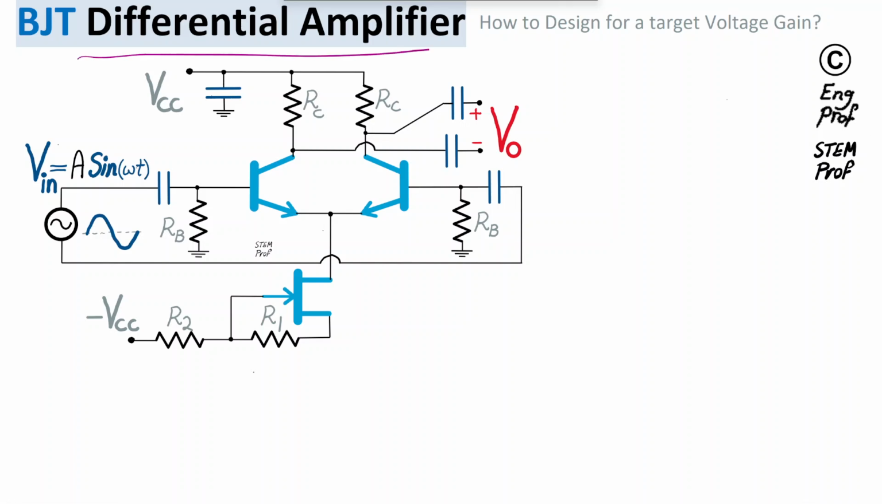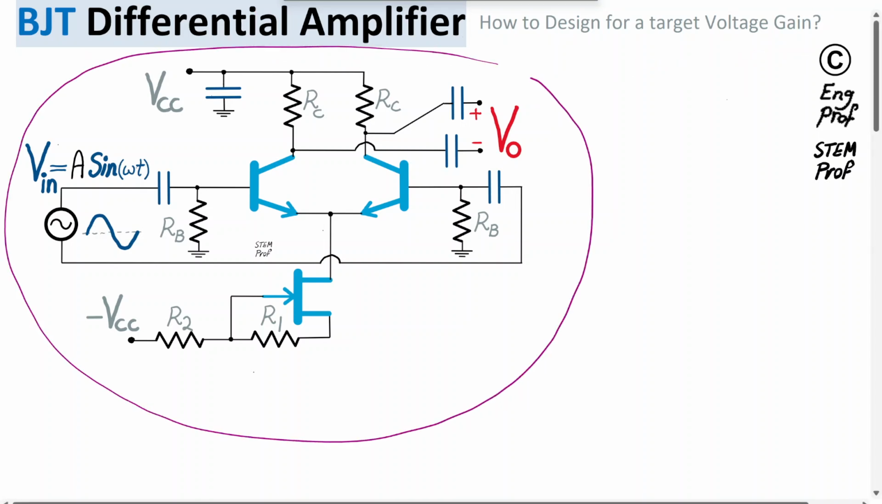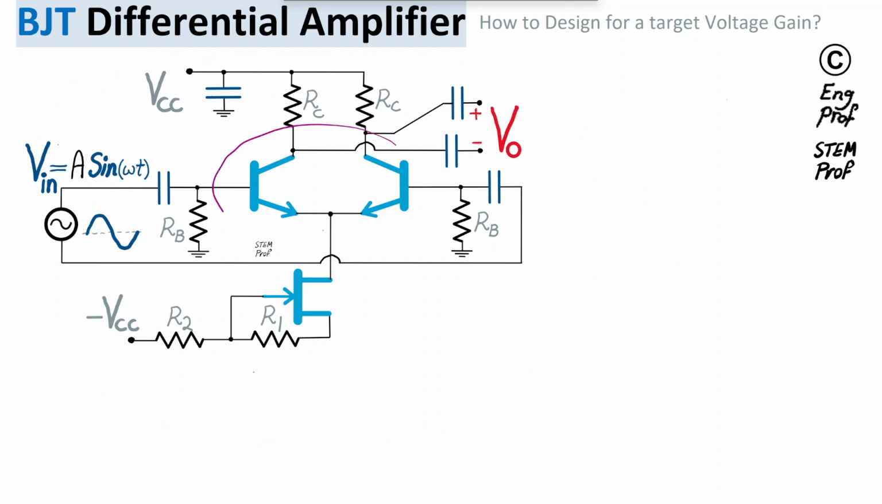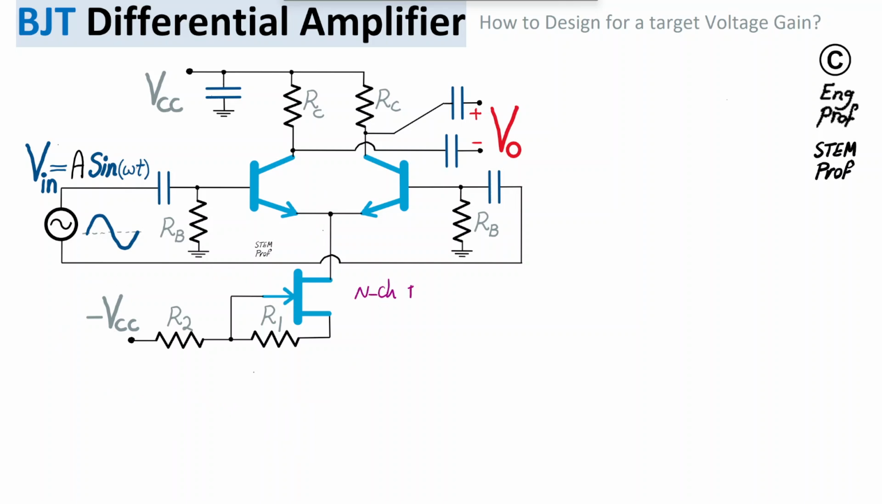How to design a differential amplifier circuit given a target voltage gain for that differential amplifier. This example has a single stage with a core of matched BJT, or bipolar junction transistors, and a common emitter that is connected to a current source implemented using one JFET, or junction field effect transistor, N-channel type. So it's an N-channel JFET with the drain, source, and gate as highlighted.